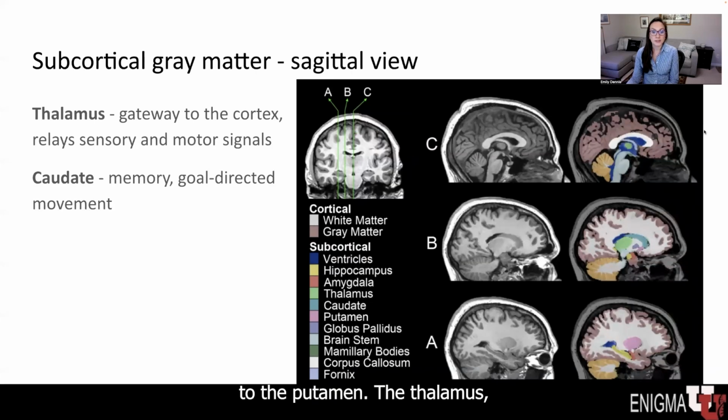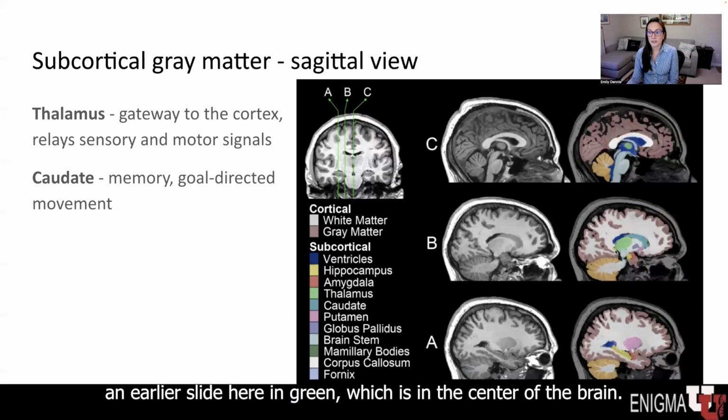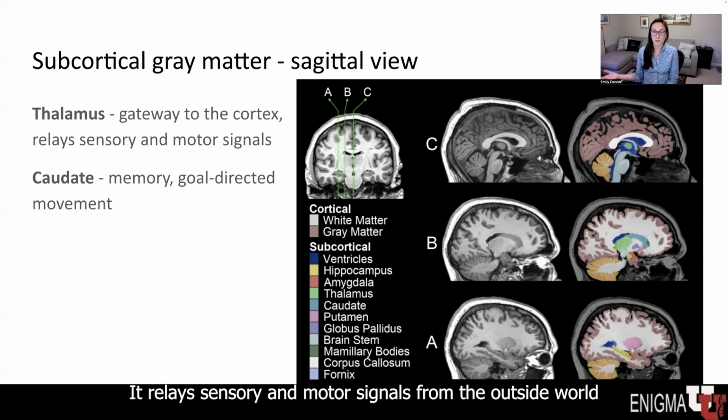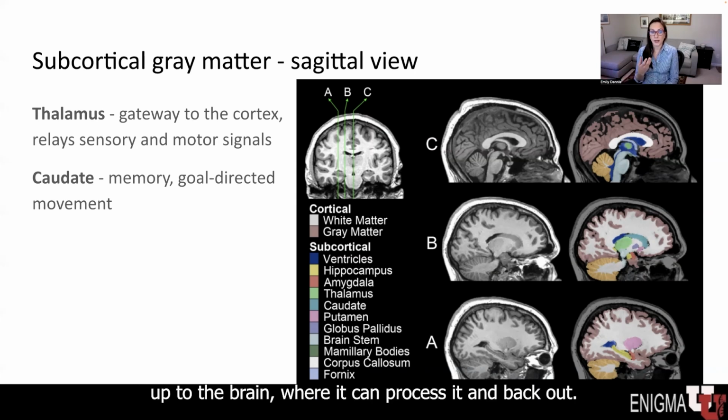The thalamus, as we talked about on an earlier slide here in green, which is in the center of the brain, is a key gateway to the cortex. So it relays sensory and motor signals from the outside world up to the brain where it can process it and back out. And we have the caudate here in teal. The caudate is important for memory and for goal-directed movement.